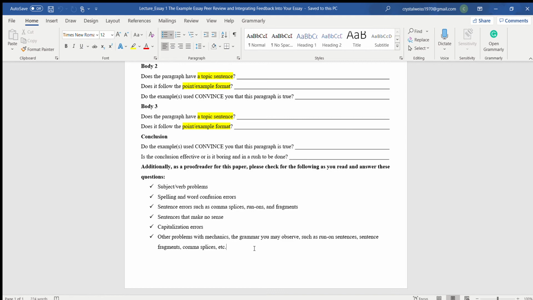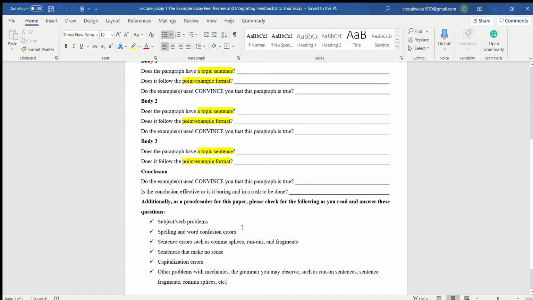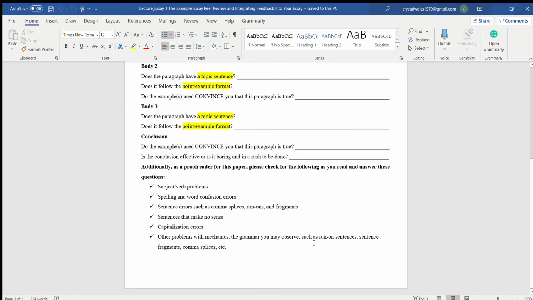So how do you identify those things? Well, you can simply say, like in paragraph 2, sentence 3, you have a run-on sentence. Paragraph 4, sentence 1, you have a fragment. You can do it that way, okay?